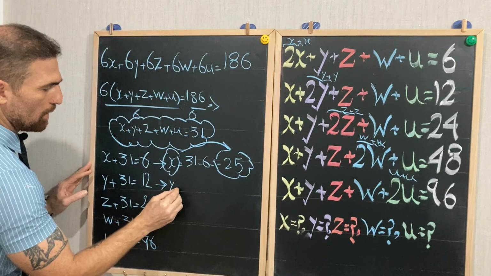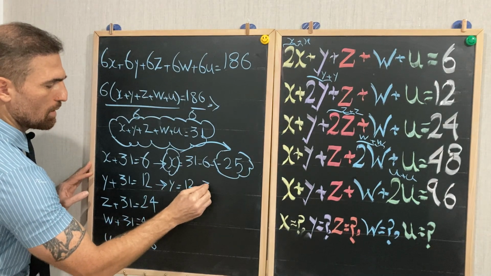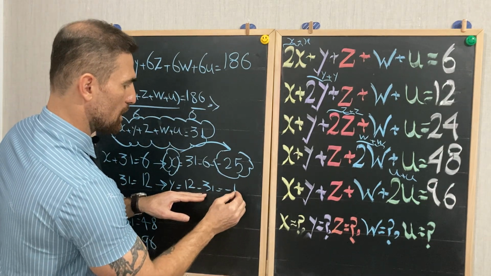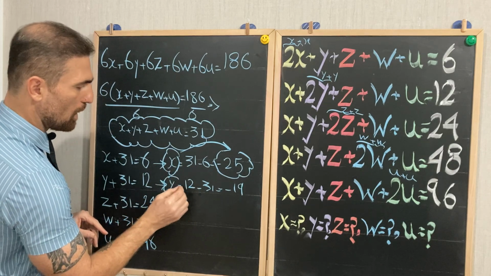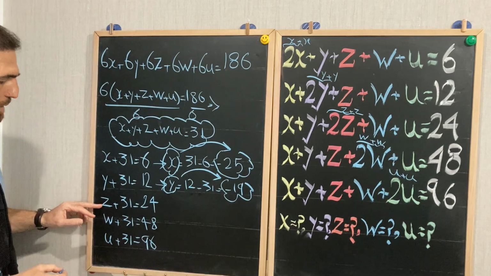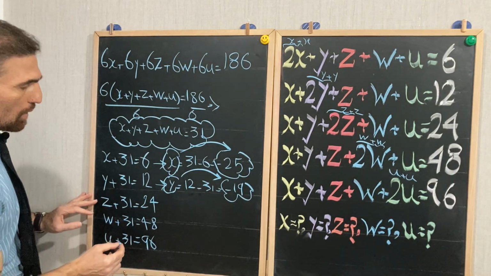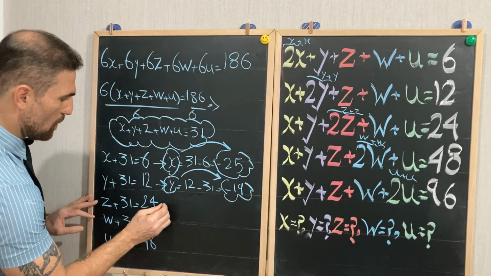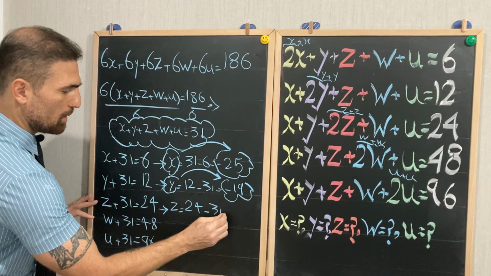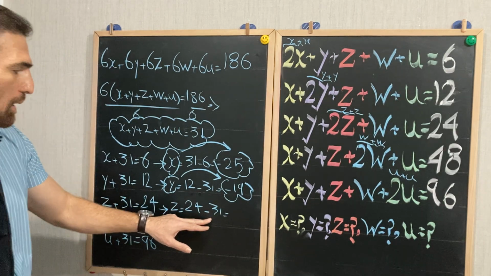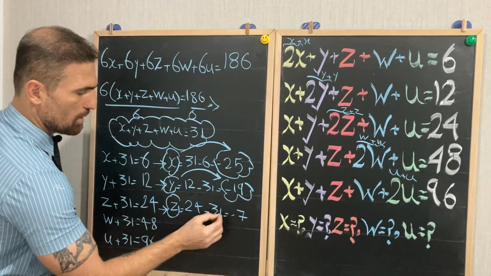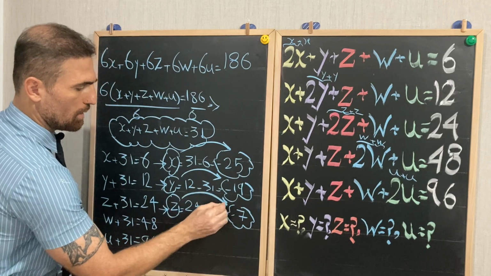So y equals 12 minus 31. 12 minus 31 equals negative 19. So the value of y equals negative 19. Next one, z plus 31 equals 24. So we can write z equals 24 minus 31. 24 minus 31 equals negative 7. So the value of z equals negative 7.